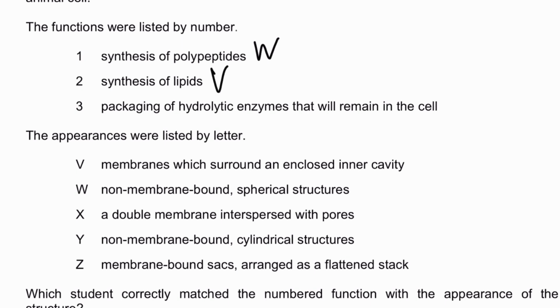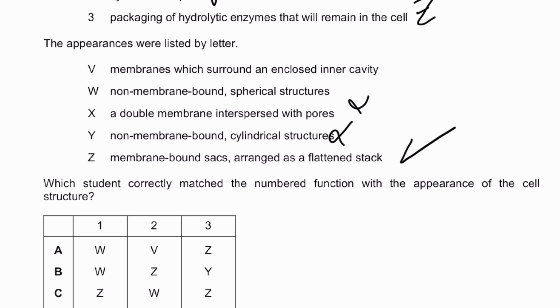Packaging of hydrolytic enzymes that will remain in the cell. Is it a double membrane interspersed with pores? Definitely not the nucleus. Is it a non-membrane bound cylindrical structure? Definitely not. Is it a membrane bound sacs arranged as flattened stacks? Yes, the Golgi apparatus. So that's Z. So it's W, V, and Z, which by the way is A.